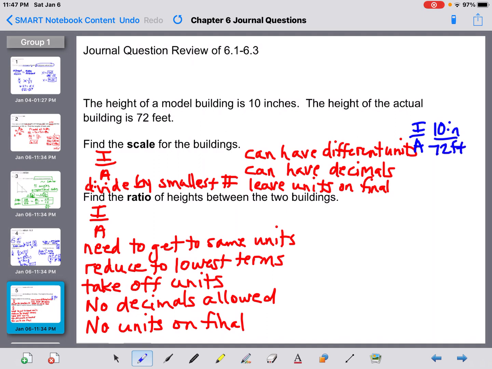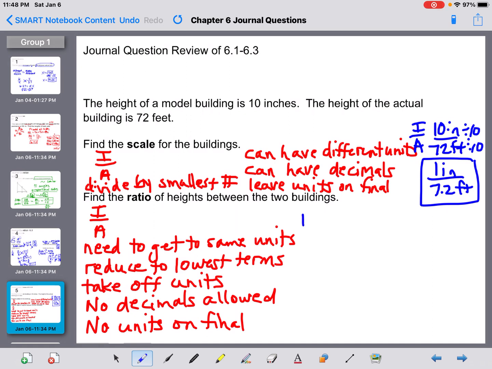That's the actual. Image over actual, we divide by the smallest. Well, 10 is smaller than 72, so I'm going to divide by 10. So I'm going to get 1 inch on top and 7.2 feet on the bottom, and I'm done. I'm allowed the different units. I have a decimal, which is fine. I leave my units on, so now I'm finished.